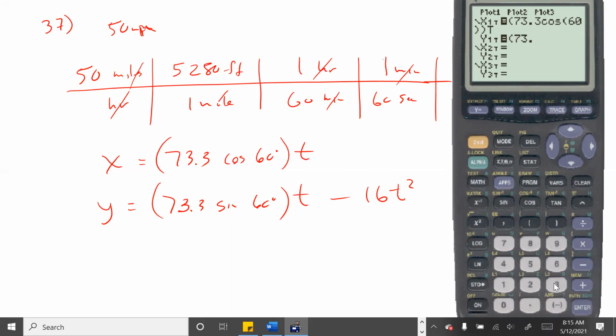73.3 sine of 60 this time. Close off sine, close off the whole entire thingamajiggy times t minus 16t squared. Okay, so it should be those things right there. Let you guys catch up.